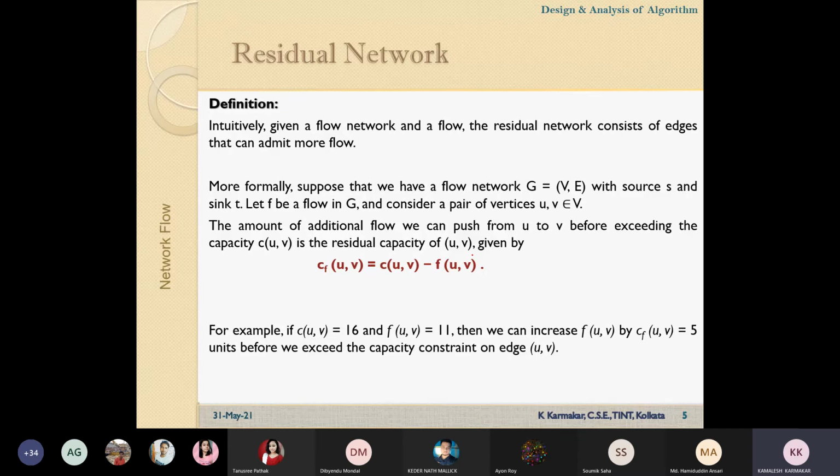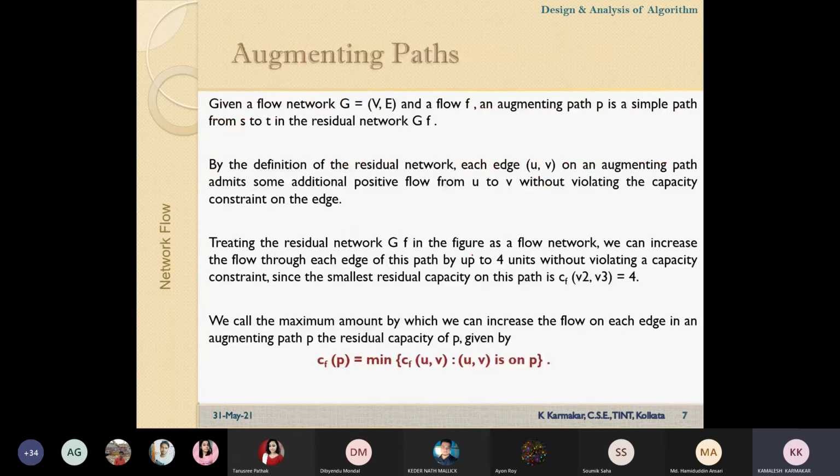augmented path. We have the definition here. This is the augmented path. If a flow network G is given and a flow F is given, an augmenting path P is a simple path from S to T in the residual network G.